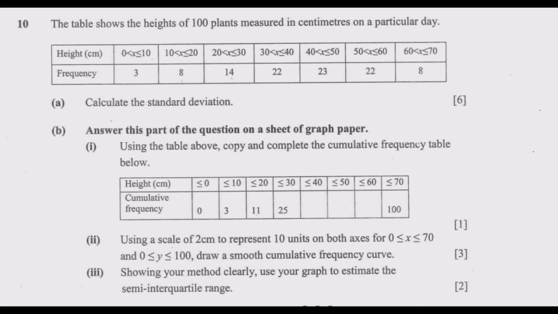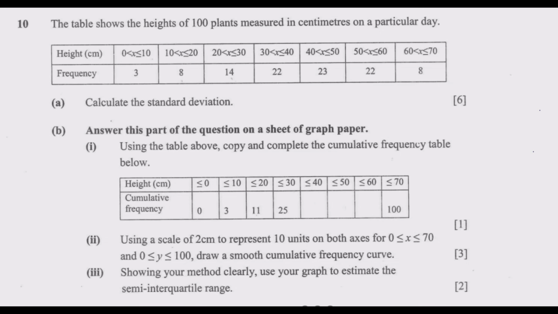Question 10 reads, the table shows the heights of 10 plants measured in centimeters on a particular day. So we have the height in centimeters from a minimum of 0 all the way up to 17. Then we have frequencies that are associated with each given interval. Then question A, calculate the standard deviation, and that carries 6 marks.